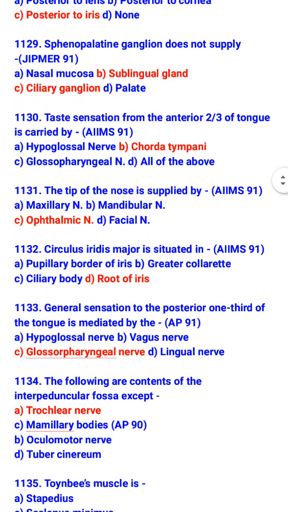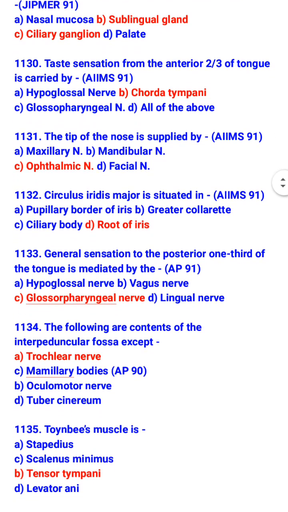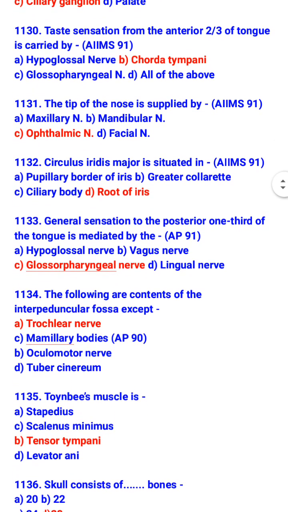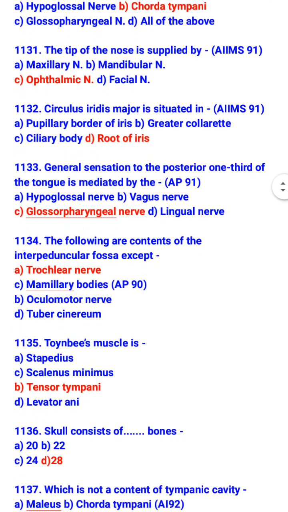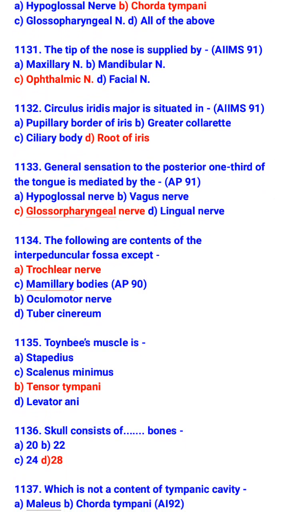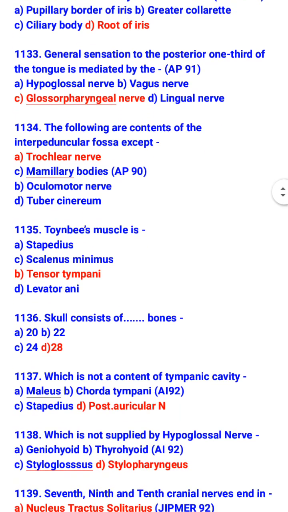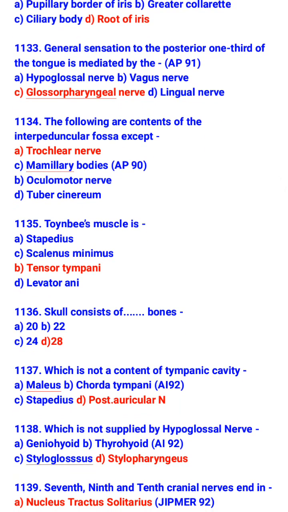Circulus iridis major is situated in root of iris. General sensation to the posterior one-third of the tongue is mediated by the glossopharyngeal nerve. The following are the contents of interpeduncular fossa except trochlear nerve. So what are the contents of interpeduncular fossa? Mammillary bodies, oculomotor nerve and tuber cinereum. Toynbee's muscle is tensor tympani.